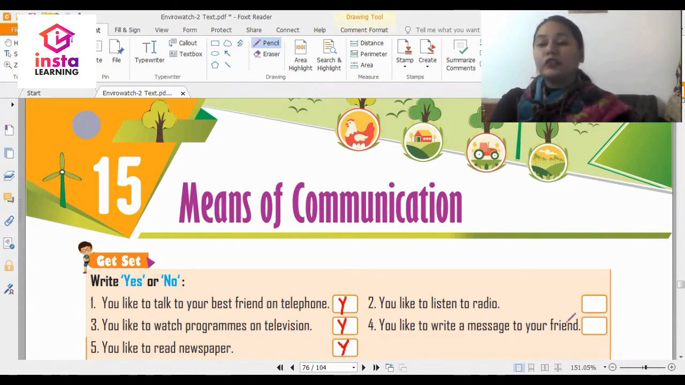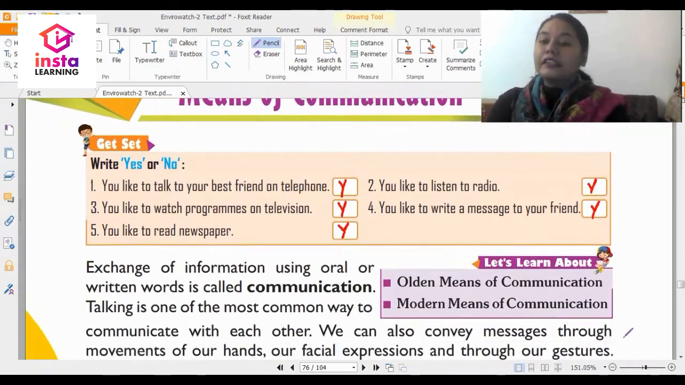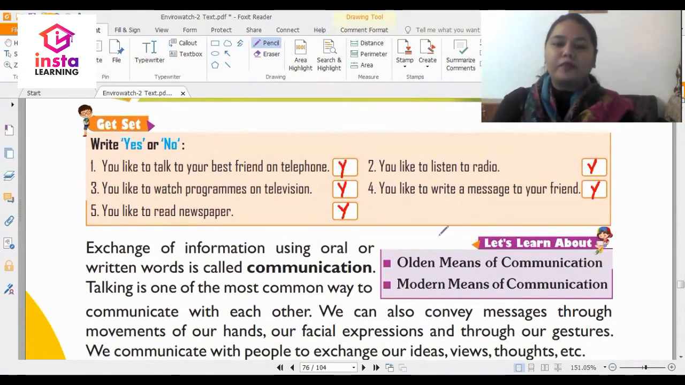And do you like listening to radio? I love listening to radio. When I go for a walk or when I'm driving, I cannot go for a walk or drive if I don't have my radio on. And you like to write a message to your friend? Yes, we all do. All right. Now let us start reading this chapter.